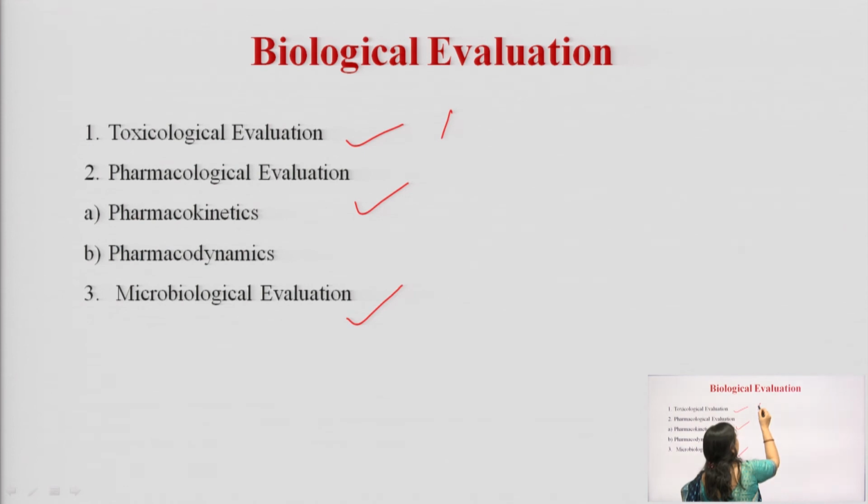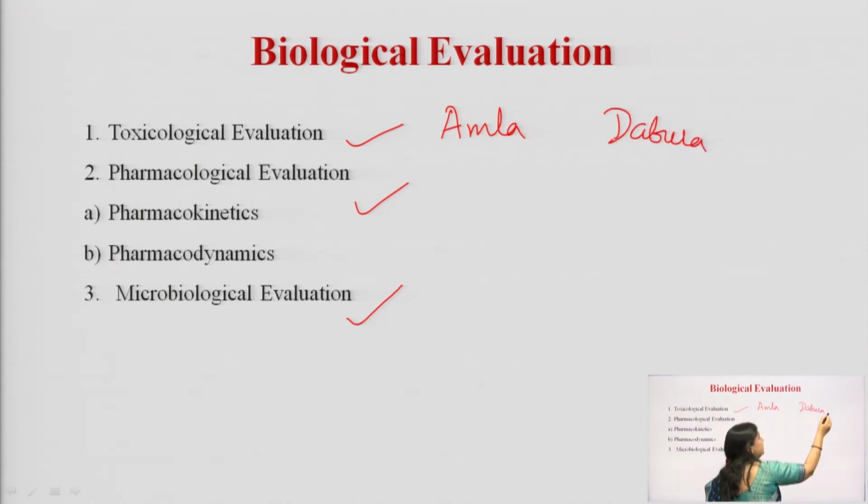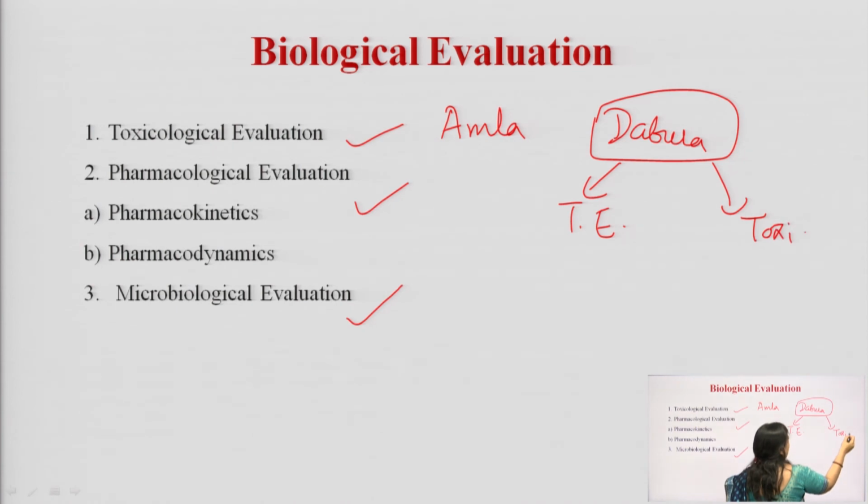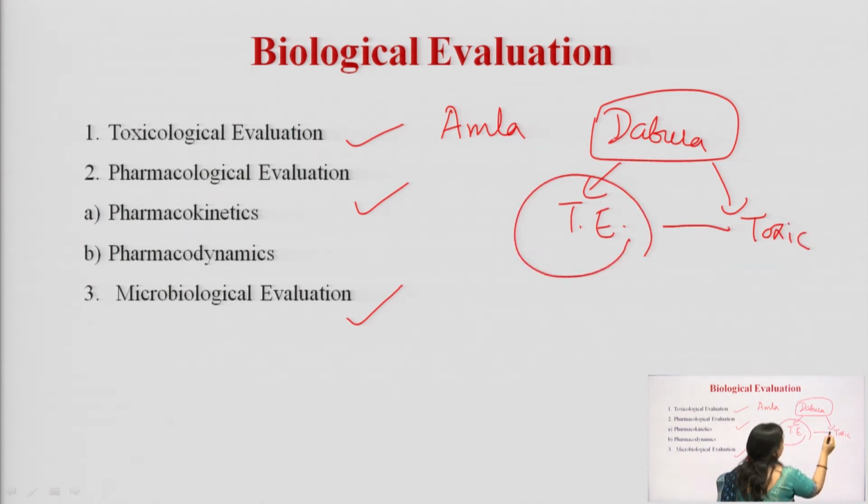If I take example of amla, then amla can be consumed to any extent because we consider it as a food also. But if I take another example of dhatura, so dhatura is also a fruit, but can we consume it on a regular basis? No, it is highly poisonous in nature, it is toxic in nature, right. So, we should know in how much amount this dhatura is toxic, because it has therapeutic effects also, but it is toxic also. So, in order to have the therapeutic effects without the toxic effects, we have to perform the toxicological evaluation of these crude drugs.